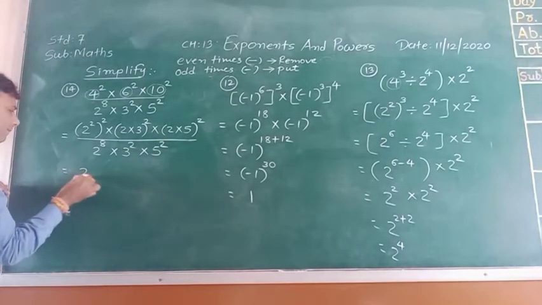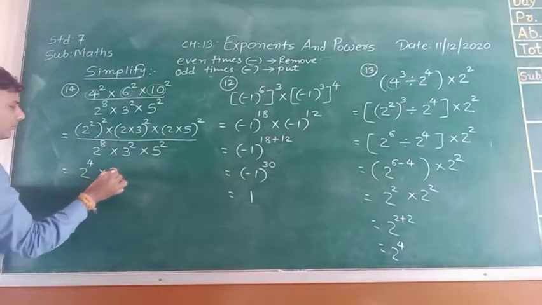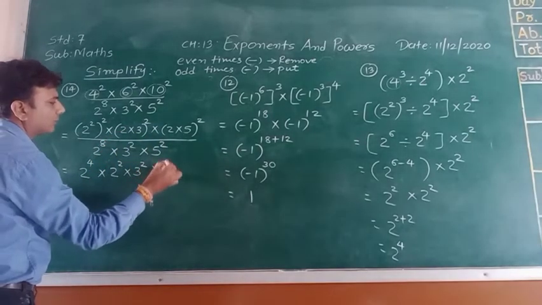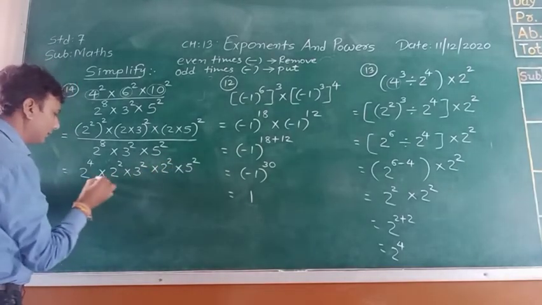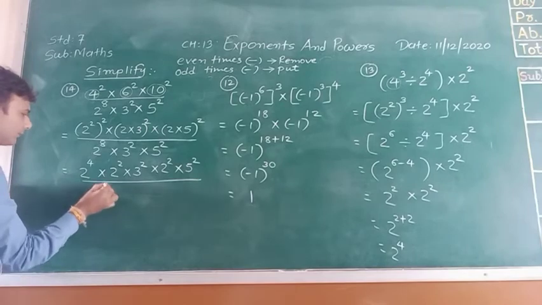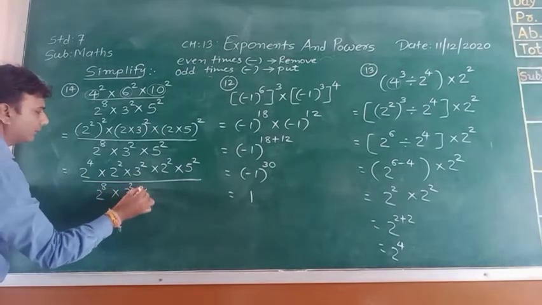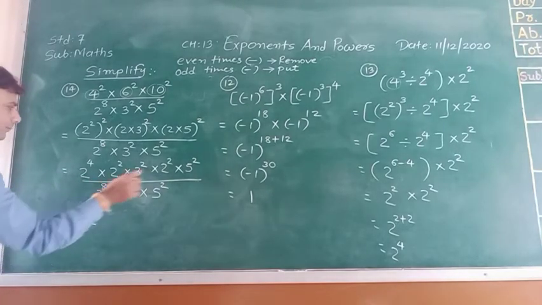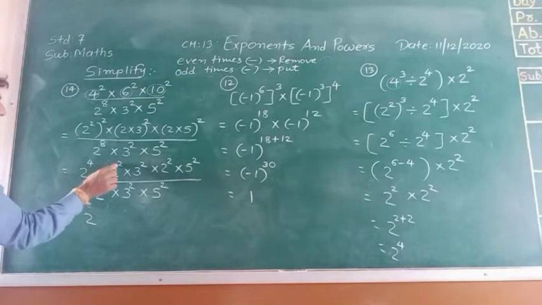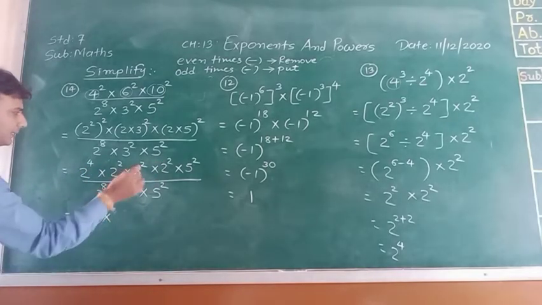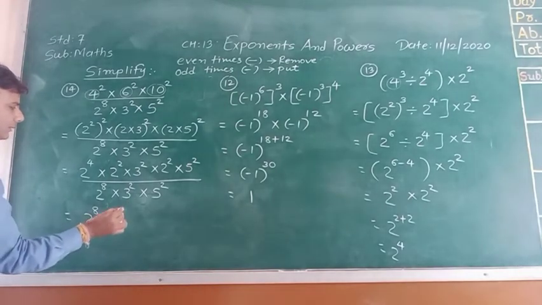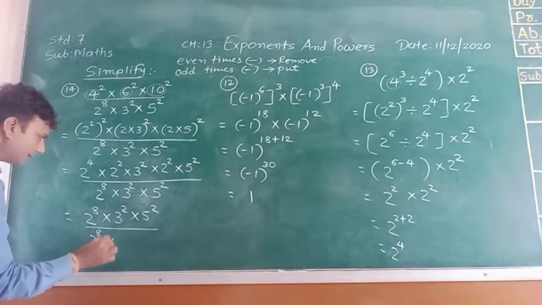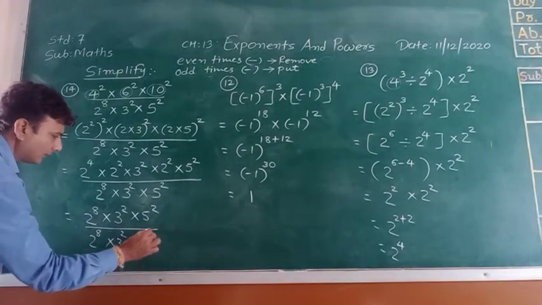So we get 2 to the 4, 2 squared, 3 squared, 2 squared, 5 squared upon 2 raised to 8, 3 squared multiplied by 5 squared. These are the same bases in multiplication, sum of the powers: 4 plus 2 plus 2 is 8. And this 3 squared, 5 squared. So 2 raised to 8, 3 squared, 5 squared upon 2 raised to 8, 3 squared, 5 squared.